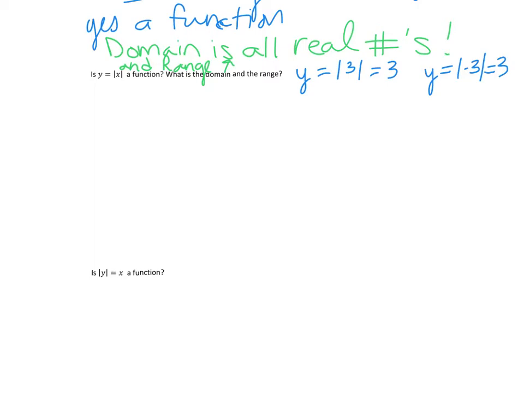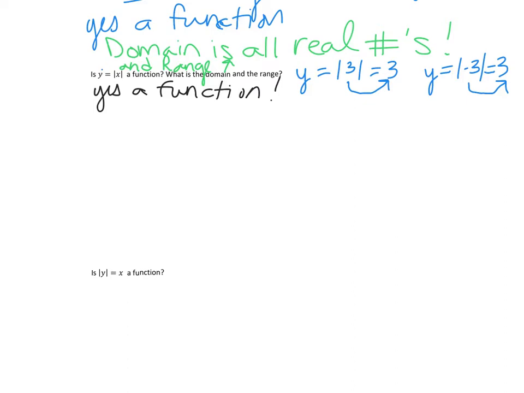Okay, so is it a function? So whatever we plug in for x, do we get a unique y? And the answer is yes. Y is always positive. So we can plug in a 3 and the distance from 0 is 3. We can plug in a negative 3, the distance from 0 is positive 3. All right, so that's going to give us unique numbers. Yes, a function. Remember, absolute value is the distance from 0, and that's a unique quantity.